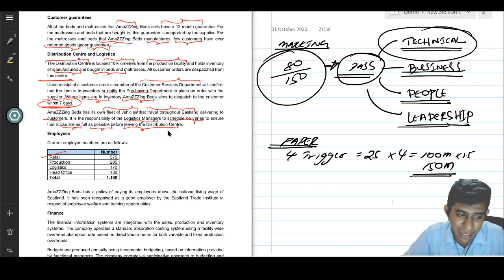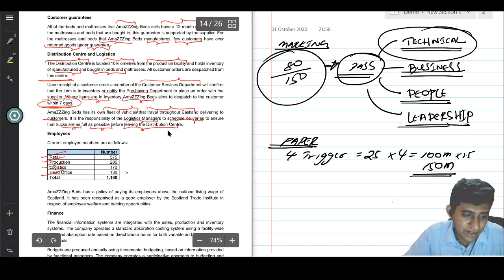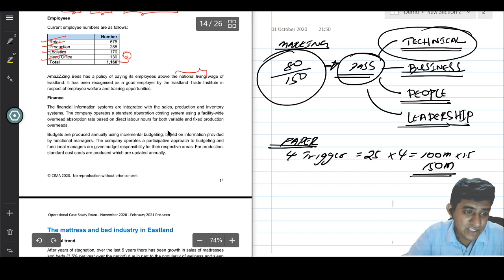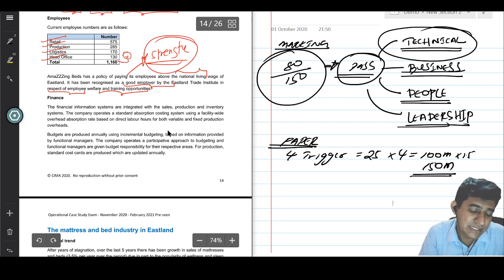575 in retail, we have 120 stores, production 285, logistics 170, head office 130, and we need to identify who are these 130, very important. Amazing Bed has a policy of paying employees above the national living wage in the Eastland. It has been recognized as a good employer by the Eastland Trade Institute, in respect of employee welfare and training opportunity. So I can generally say this is one of their strengths. They ultimately have a good reputation in the country for these employees.